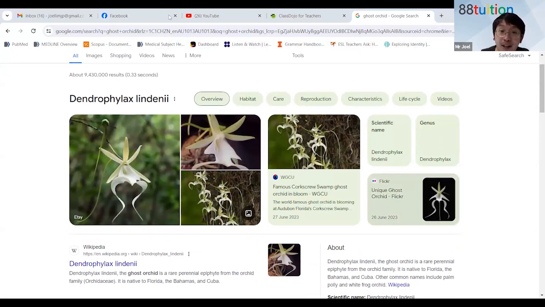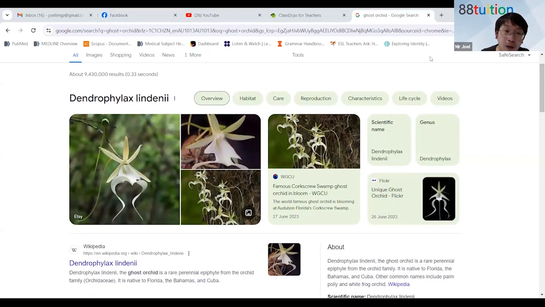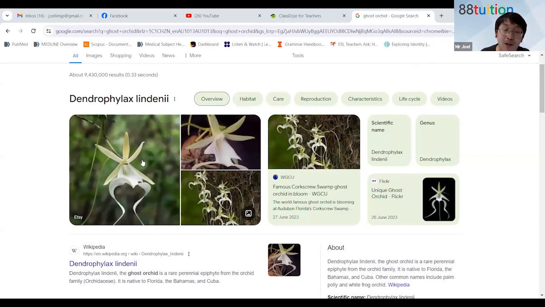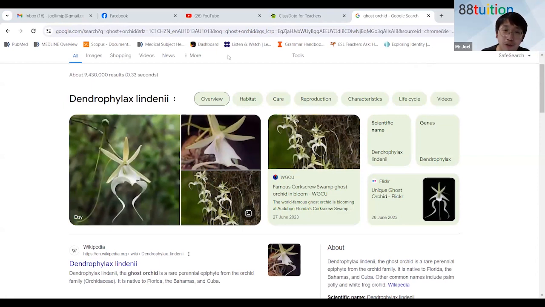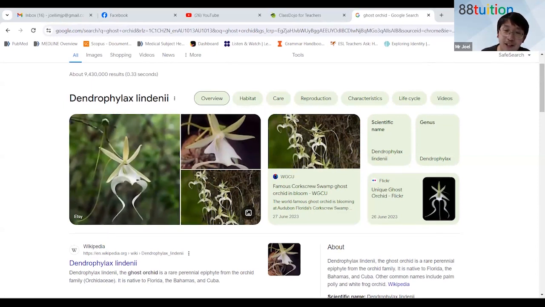Interesting. All right, now you've seen the ghost orchid. And I can tell why it's called a ghost orchid, because if you are not careful and you look at it like that, it looks like a human face that's floating in the air. Or something like that, right? That would be pretty freaky, don't you think? Okay, let's continue.